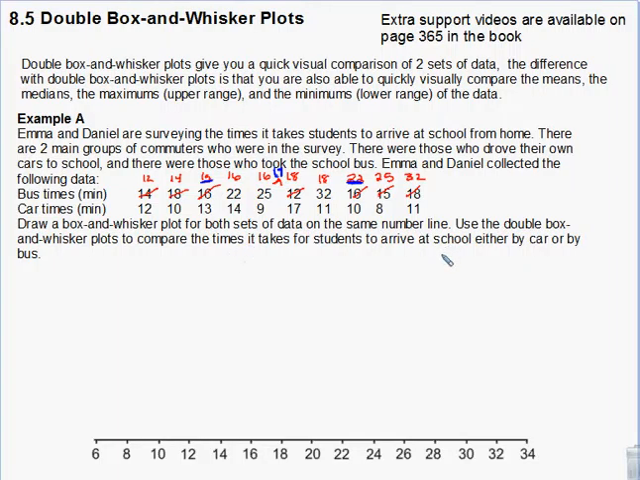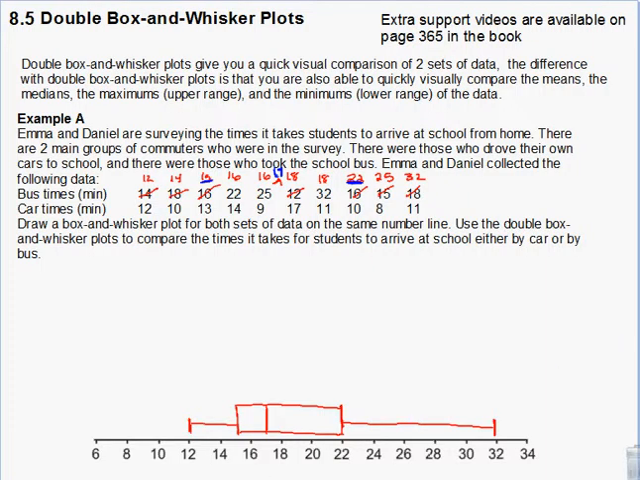So far okay? Okay. So I'm going to put the bus times on the lower graph. And I'm going to do that one in red since I did the numbers in red. So my minimum is at 12. My maximum is at 32. Q1 is at 15. My median is at 17. And Q3 is at 22. So there's my box and my whiskers.